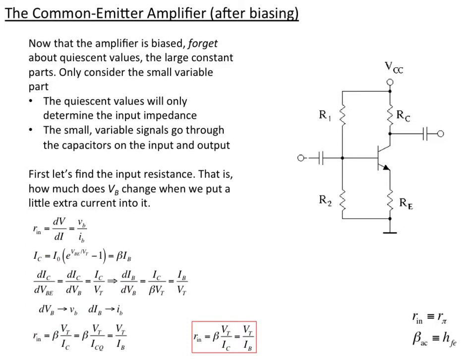I should note that the book often uses different language. They often use R pi for my input resistance, and the beta, the gain, in which case this is the AC, small signal time varying beta, they'll often call h sub fe, little f, little e, for small signals.